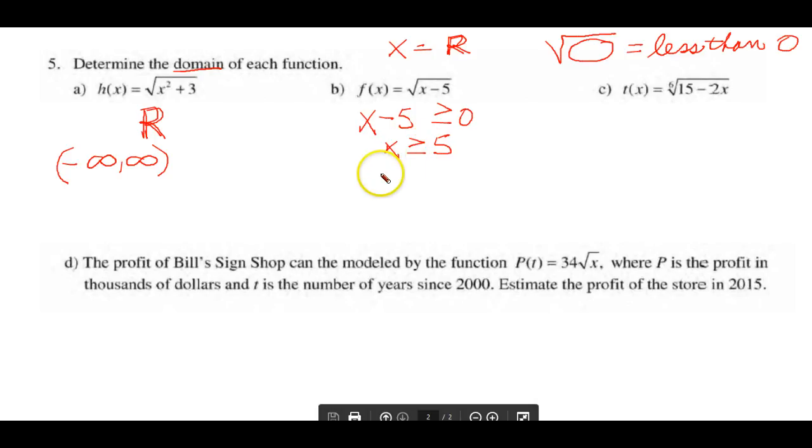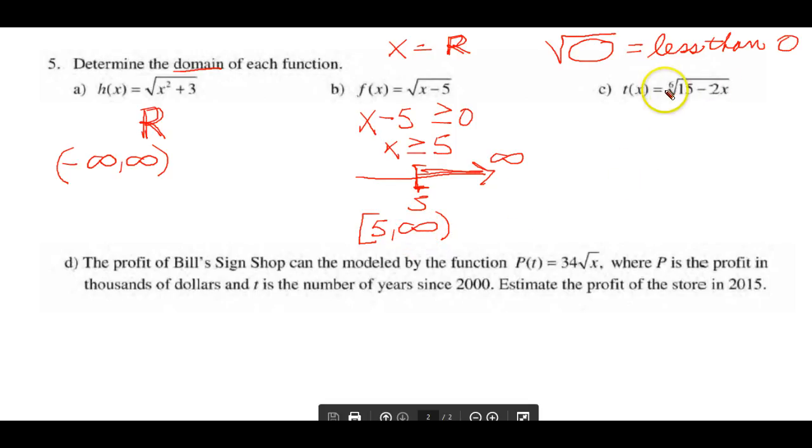so what would be the interval notation of this? Well, remember, if we put that on a graph, we're going to use a bracket here at 5, darken this, and it goes to positive infinity. So in interval notation, it's a bracket, 5, comma, positive infinity, and parenthesis.